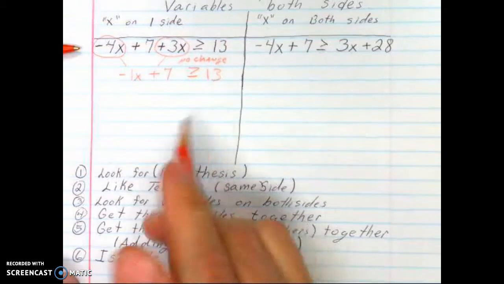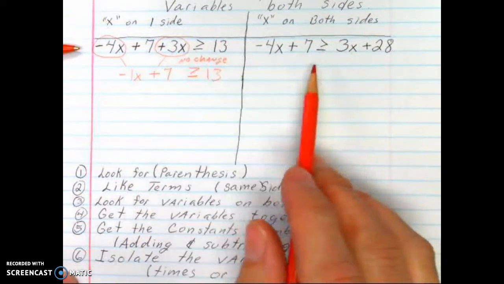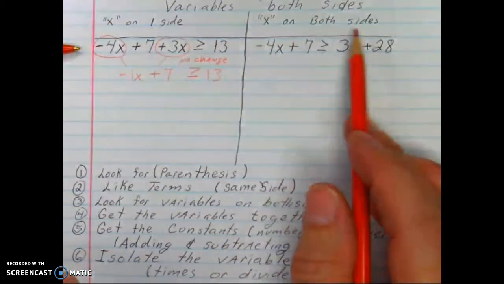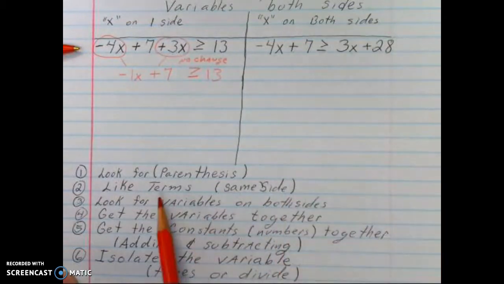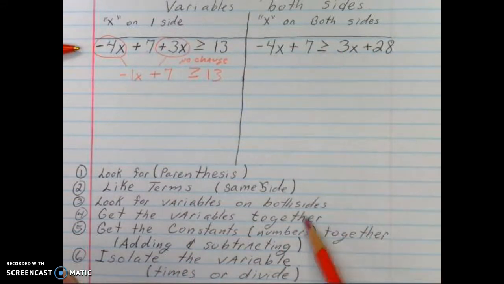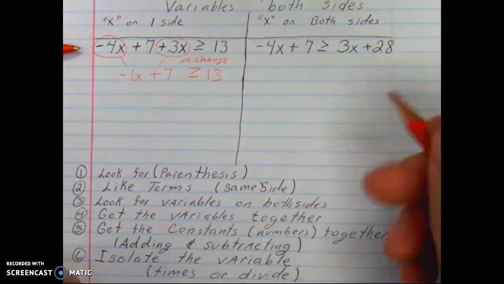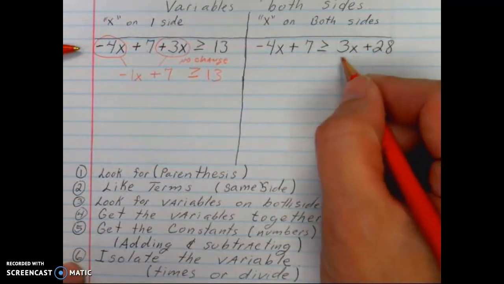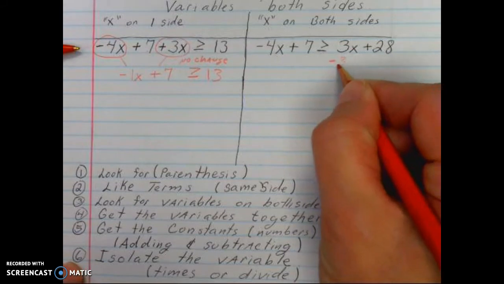Now, for a second, let's come over here. If you have variables on both sides, you technically do not have like terms. So we're going to skip to number 3: look for variables on both sides. And then step 4 is, yes, we do, get them together. This is when you have to change the sign. So here we go, minus 3x.